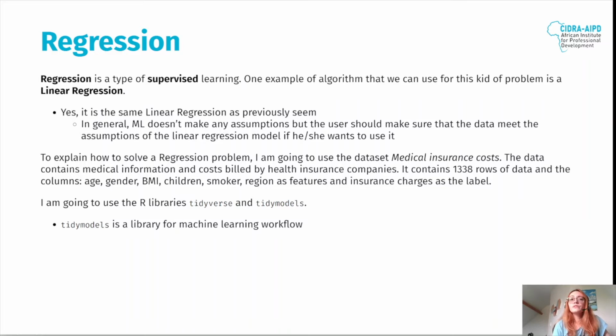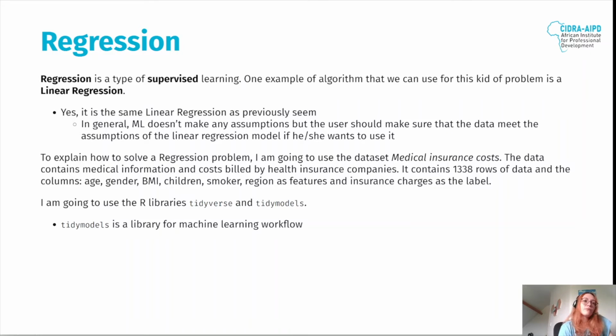To explain how we solve a regression problem, I'm going to use as an example the medical insurance costs dataset. This data contains medical information and costs billed by health insurance companies. It contains 1,338 rows of data, and we have the following columns: age, gender, BMI, children, smoker, and region as features. Those are our X variables. And we have the insurance charges as the label, or the Y variable.